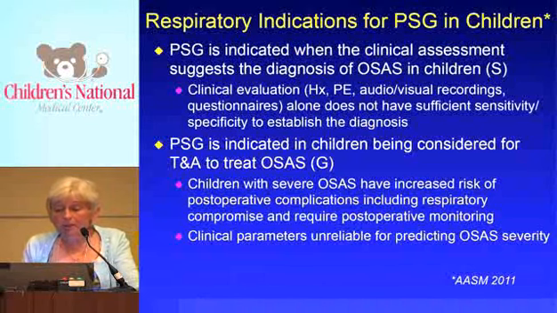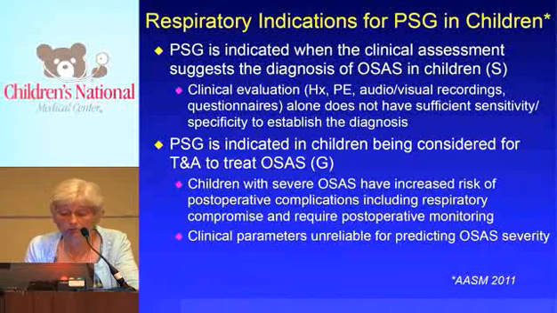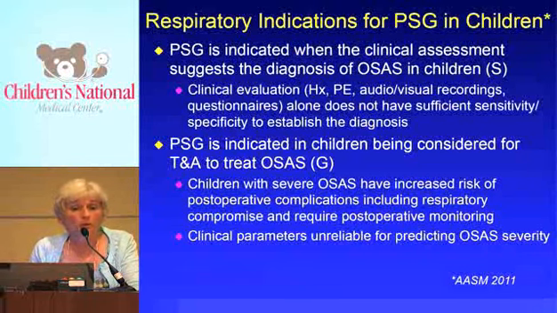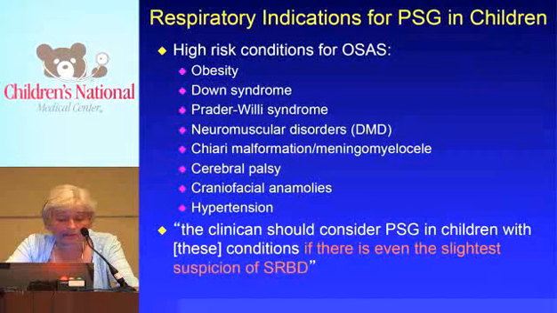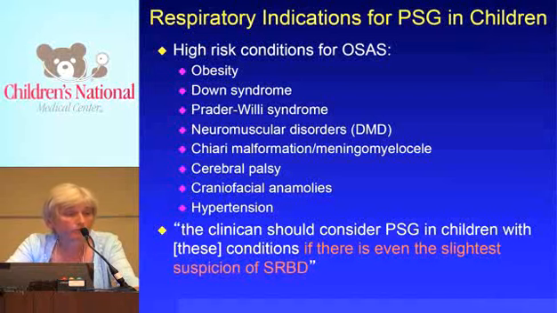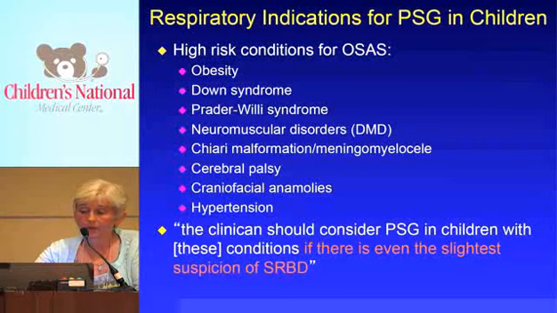It's also indicated in children being considered for TNA to treat OSA. Children with severe OSA have an increased risk of postoperative complications, and clinical parameters are unreliable, not only for diagnosing OSA, but also for predicting severity. There are certain high-risk conditions, such as obesity, Prader-Willi, cerebral palsy, craniofacial anomalies, in which the clinician should consider PSG in children if there's even the slightest suspicion of sleep-disordered breathing.